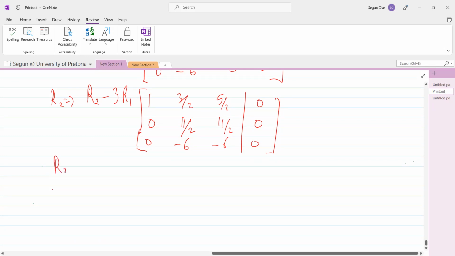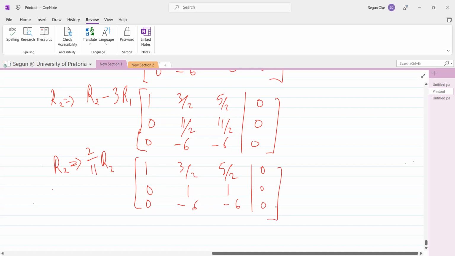Multiply by 2. Row 2 will be what? 2 divided by 11 multiplied by row 2. Do you agree? Yes, 11 over 2. Yes. 1, 3 over 2, 5 over 2, 0. This returns to 1, 1, 0, minus 6, 0, 0, 0.